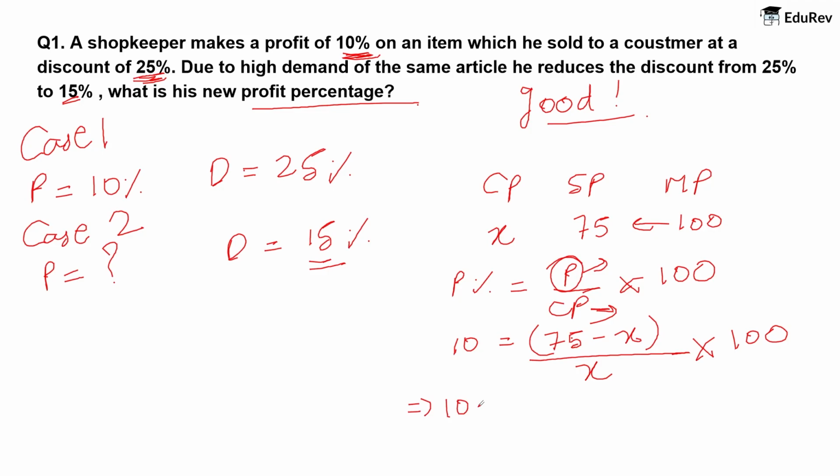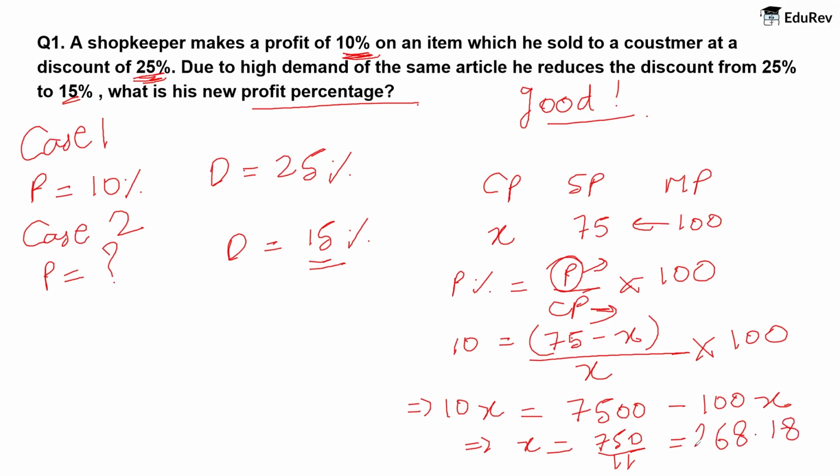So this becomes 10x is equal to 7500 minus 100x. So when you solve this equation, you get x equal to 750 upon 11, and if you round it up to two decimal places, then it comes out to be rupees 68.18. Please use an on-screen calculator.